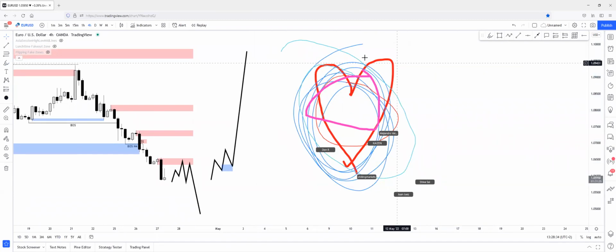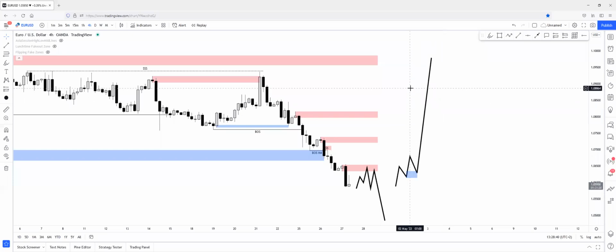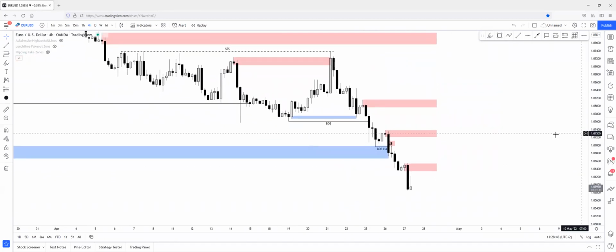Clear all the drawings. Perfect. Thank you, guys. So these are the two scenarios for the 4-hour chart. Okay, let me just remove this and talk about some other scenarios. But before, let me just read the chat.